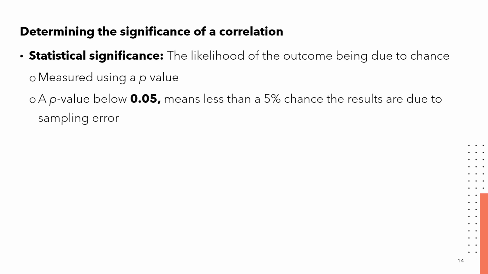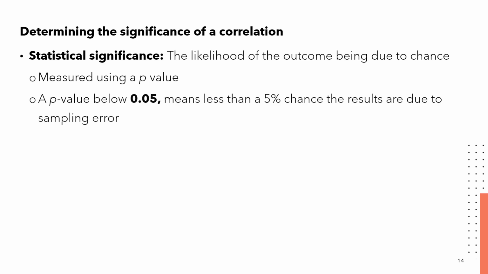Another really important part of correlations is determining whether or not they are statistically significant. We'll talk in depth about statistical significance in future lectures, so we'll keep it simple for now. Statistical significance is the likelihood of the outcome being due to chance. Essentially, do we have a correlation due to sampling error, or is there a real relation here? We measure statistical significance using a p-value, which tells us the likelihood of that outcome being due to chance.